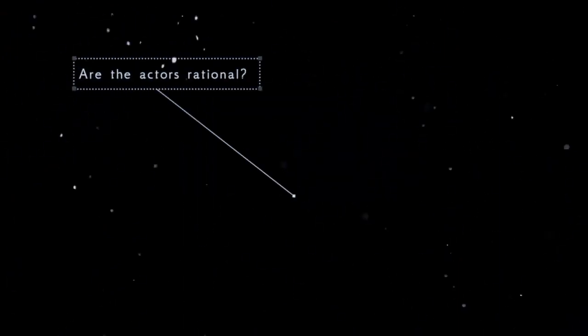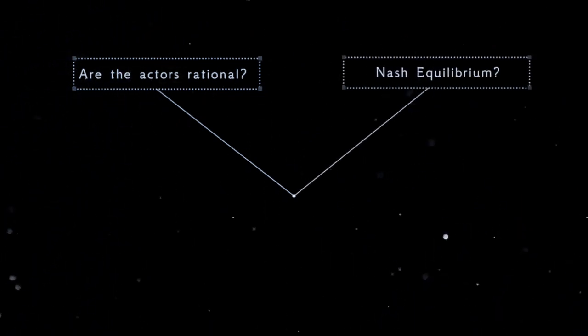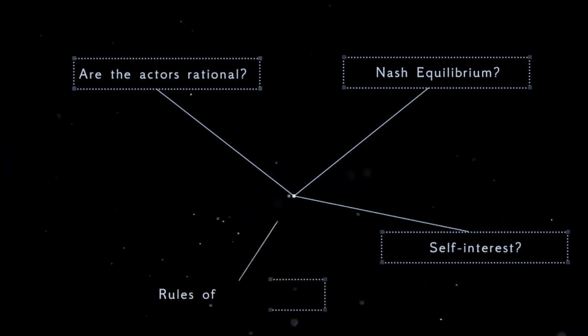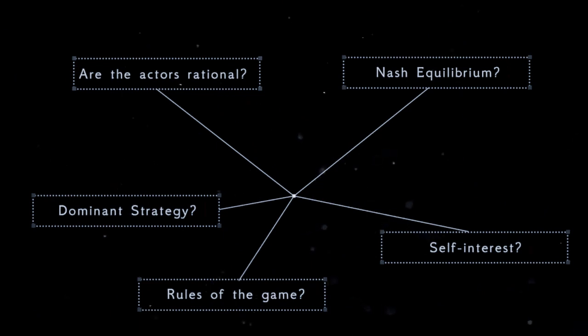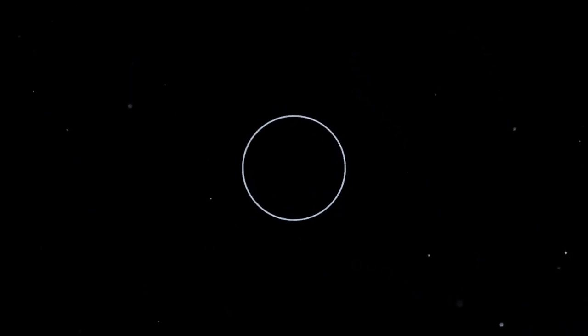Ponder questions like, are the actors in the situation rational? Are we able to reach Nash equilibrium? Do they act according to their self-interest? Do they understand the rules of the game? Is their dominant strategy really that dominant? If you see that most game theory parameters aren't met, you know that you have to change your approach.